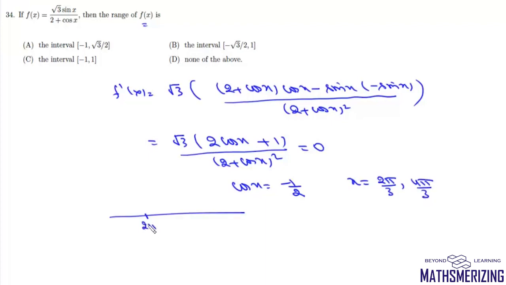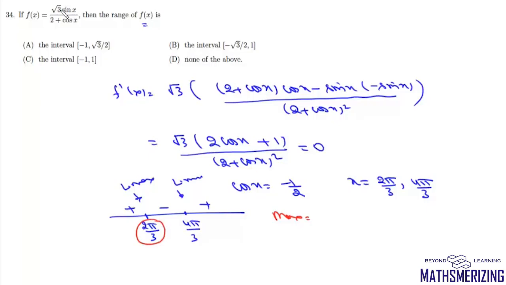There are two roots, 2 pi by 3 and 4 pi by 3. So the sign is plus, minus and plus. So we'll get a local maxima at 2 pi by 3 and we'll get a local minima at 4 pi by 3. Now its maximum value will be when x is 2 pi by 3.